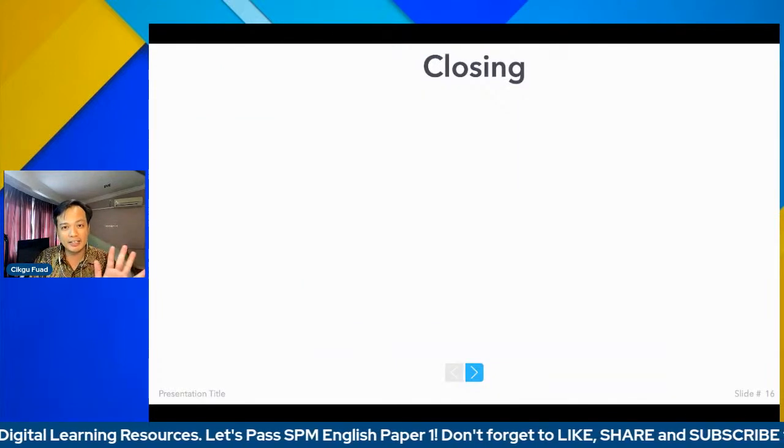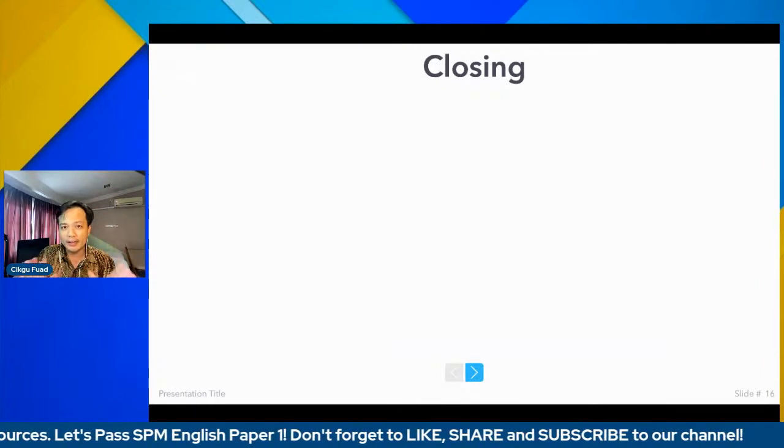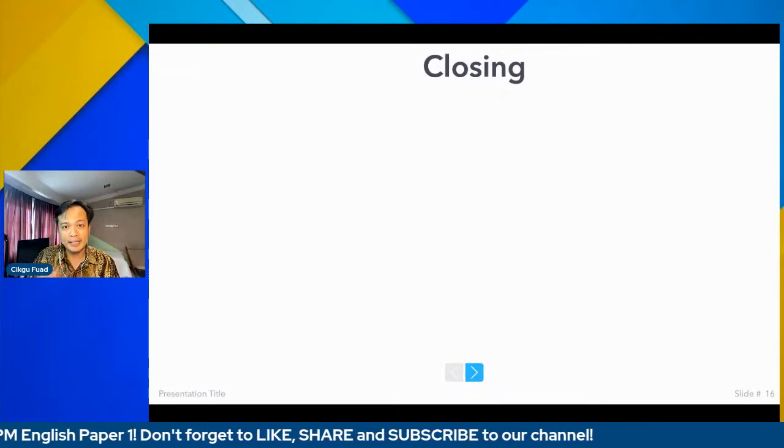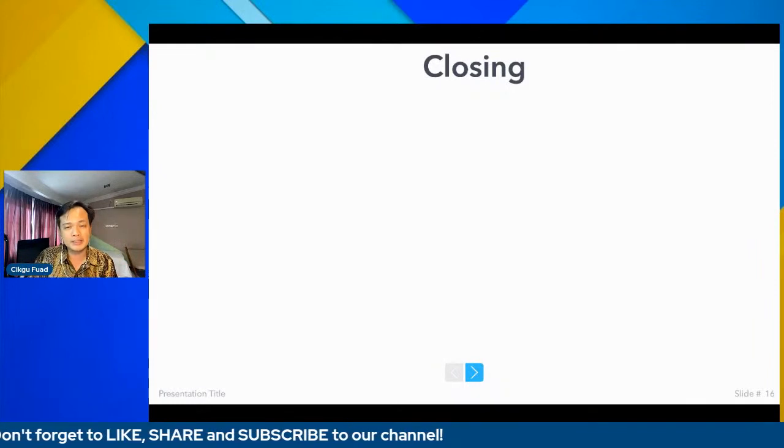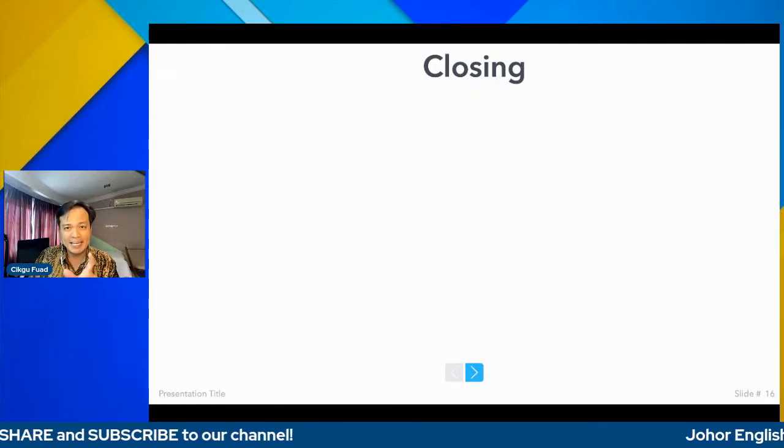Okay, I think until now it is very easy. Okay, I'm going to show you a very simple way on how to make a closing. Cara paling mudah macam mana nak buat penutup. This is very simple. Okay, paling asas.